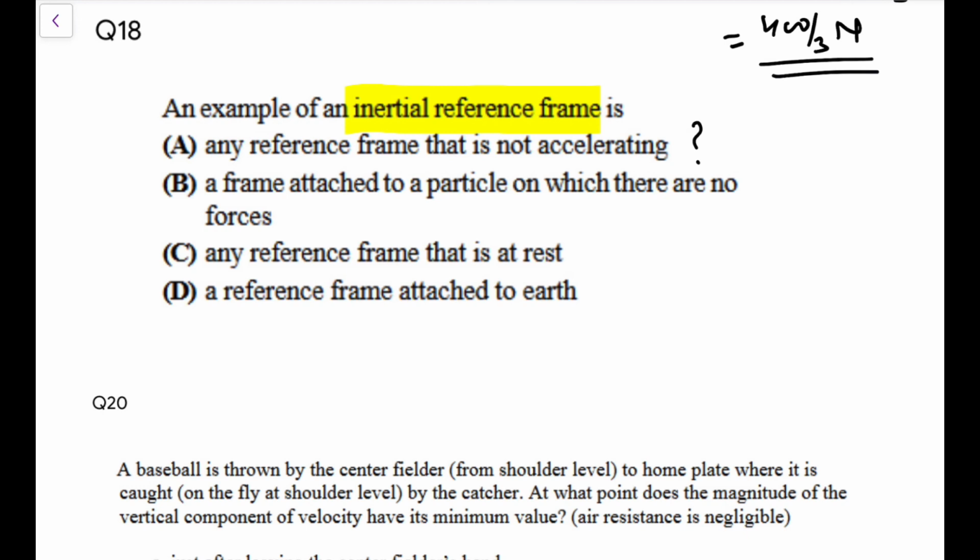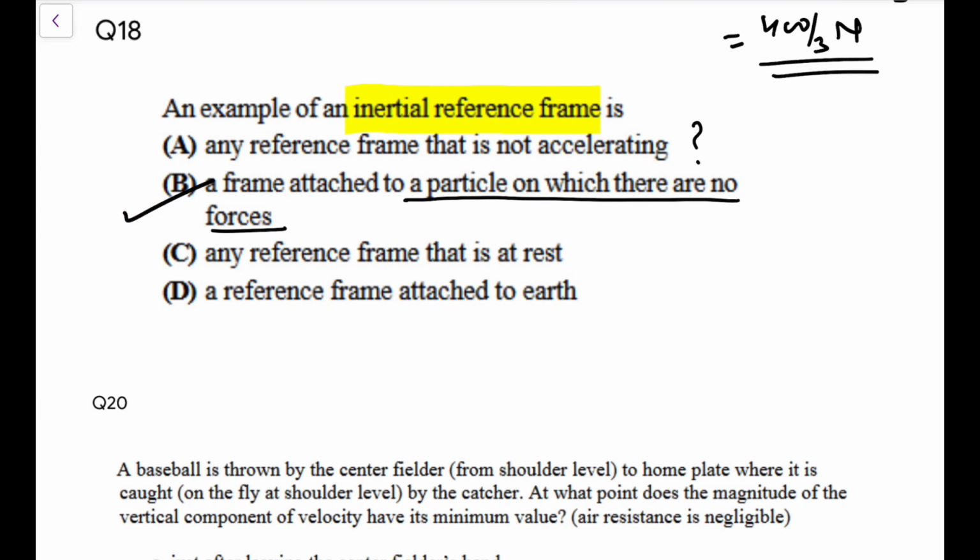If it was not accelerating with respect to an inertial frame, then it would have been correct. Here it is doubtful: a frame attached to a particle on which there are no forces. On a particle on which there are no forces, definitely its acceleration with respect to an inertial frame will be 0, so it will also be an inertial frame, that's for sure.